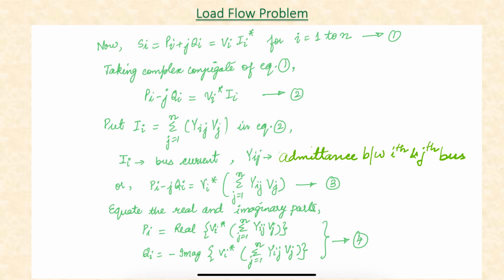Substitute the expression of the bus current Ii in equation number 2, and this will give us equation number 3, where we can separate the real and imaginary parts to write separate expressions for the real power and the reactive power, denoted by equation number 4. Now, by applying Kirchhoff's current law at the ith bus and converting the impedances to admittances which are connected between the ith and the jth bus, we can write an equation for the bus currents.